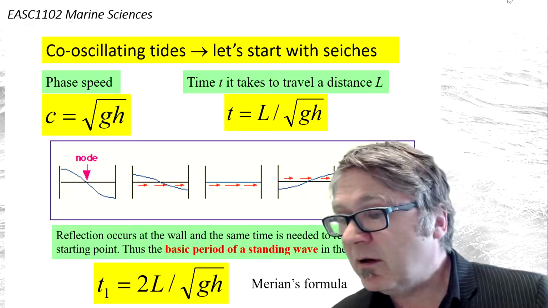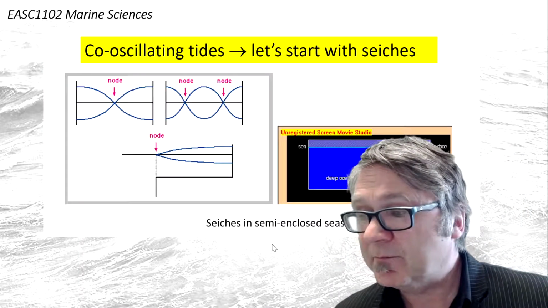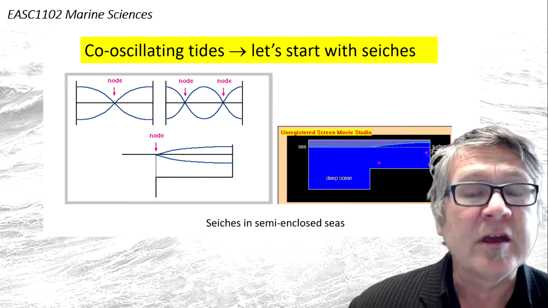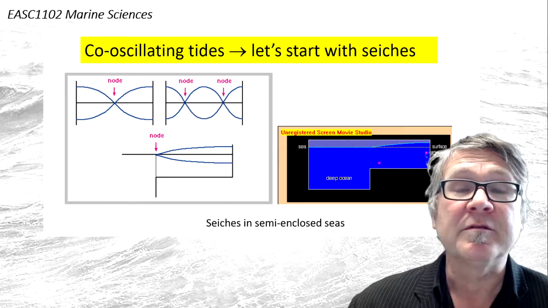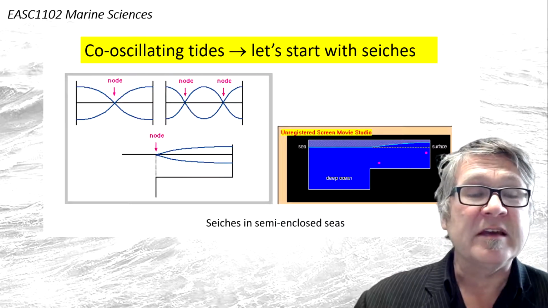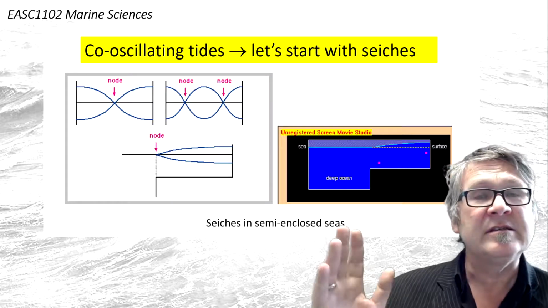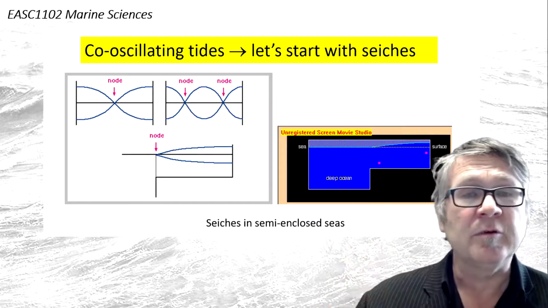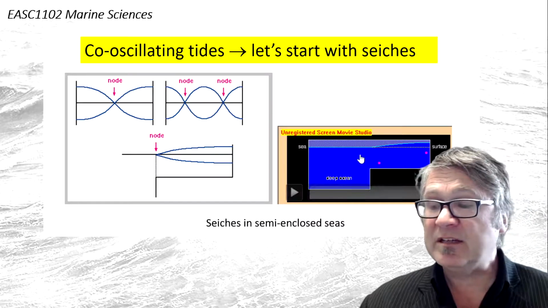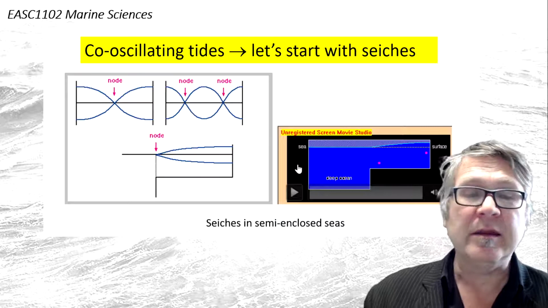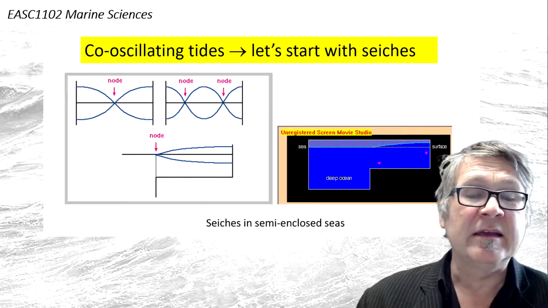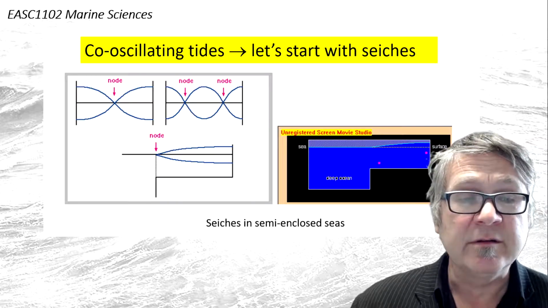So let's have a look at what happens next. Instead of a closed basin, we're talking about a semi-enclosed basin, which means it's a region which is on one side connected with the open ocean. So now I have a little simulation for you. How can you create a strong response in a semi-enclosed region?